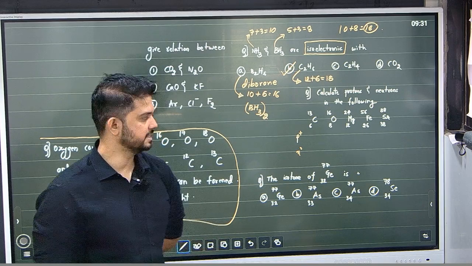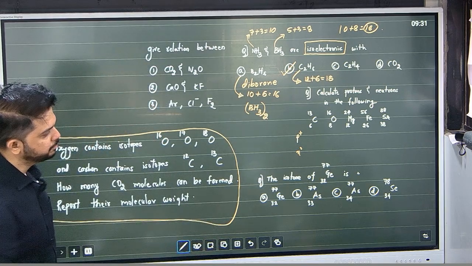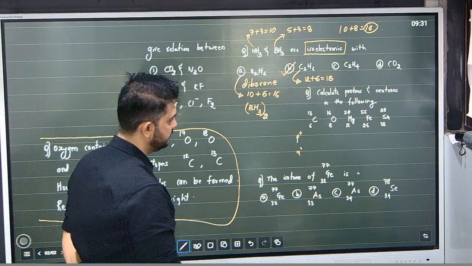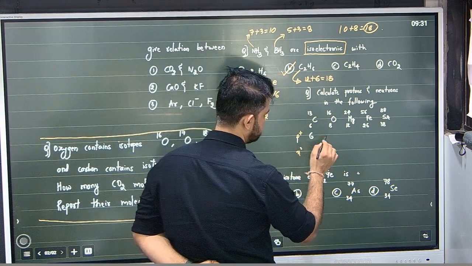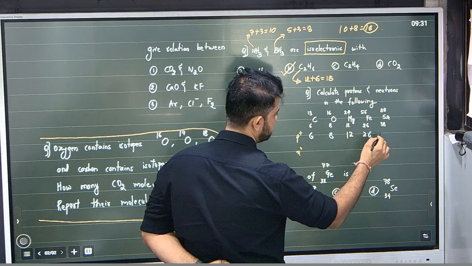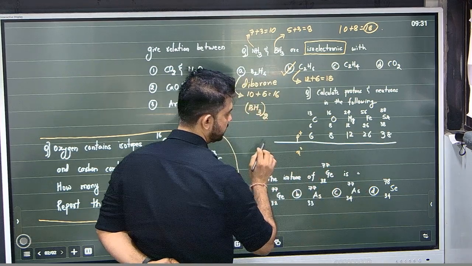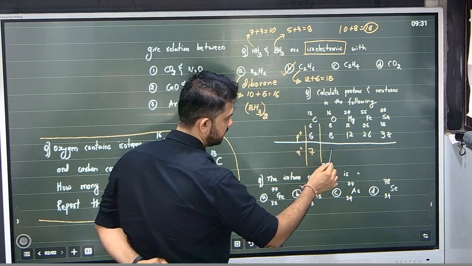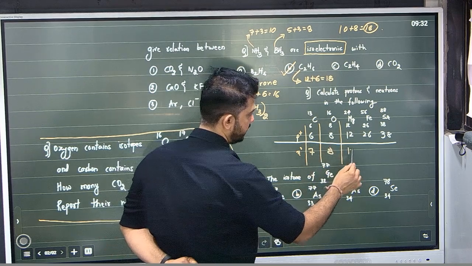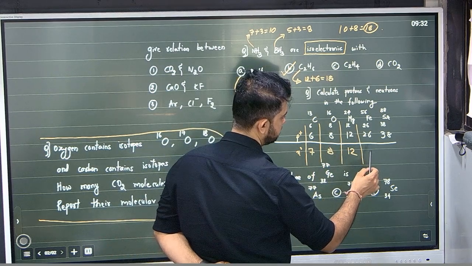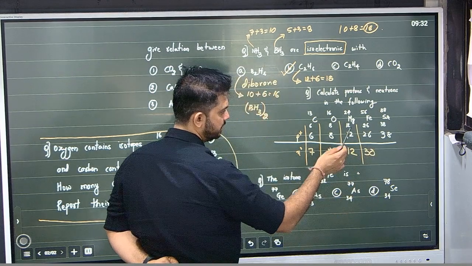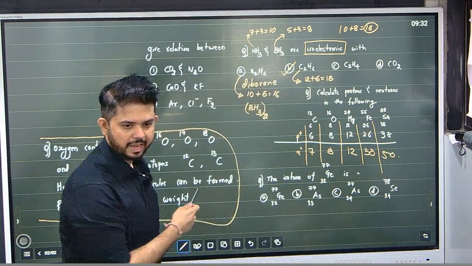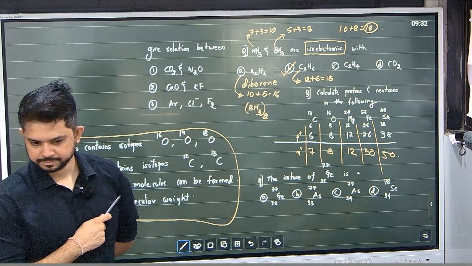Next, the second one. Calculate protons and neutrons. I think you people can calculate this. Quickly. Protons: 6, 8, 12, 26 and 38. We're just writing the atomic number. And neutrons: 13 minus 6, 7, 8, 12, 30. And what about here? 50. Anyone who didn't get that, how we did this? Okay, fine.